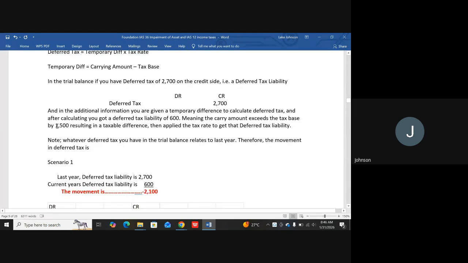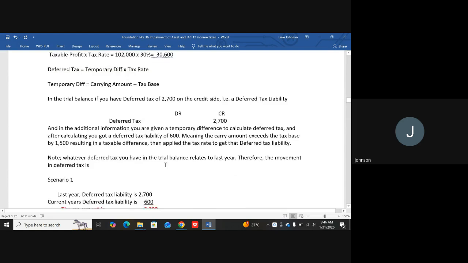Now, in the additional information, in a financial statement question they are going to give you, they can give you a trial balance, they can give you notes to the account, or they can give you an account and also give you notes to the account. So they're going to go to the notes to the account to check what is the deferred tax for the period. What is the deferred tax that you calculated? I've taught us how to calculate deferred taxes.